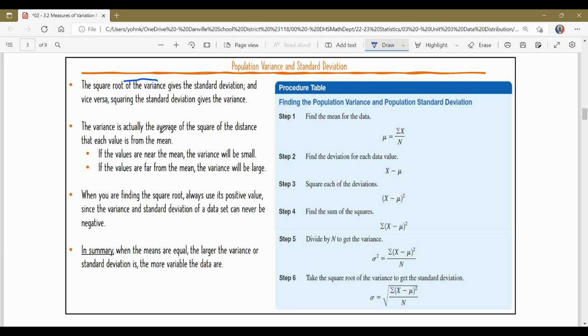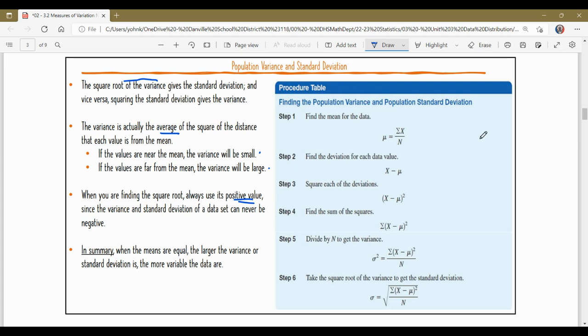Now, the variance is actually the average of the squares of the distance that each value is from the mean. If the values are really close to the mean, then the variance will be small. If the values are far from the mean, then the variance will be large. So if the numbers are closer together in value, the standard deviation and the variance will be smaller. If the values are more spread apart from each other, then the variance and standard deviation will be larger. Remember that when you're finding the square root, always use its positive value, because you can never be a negative distance away from the mean.